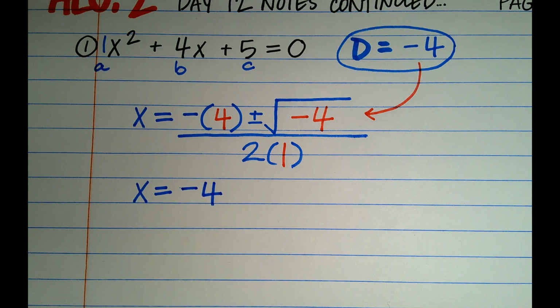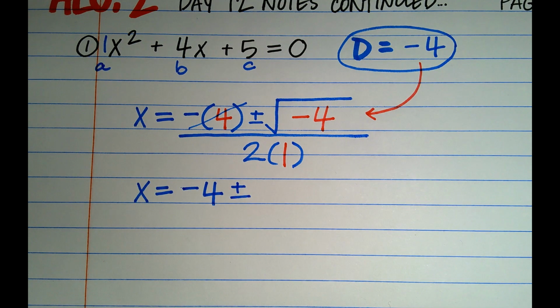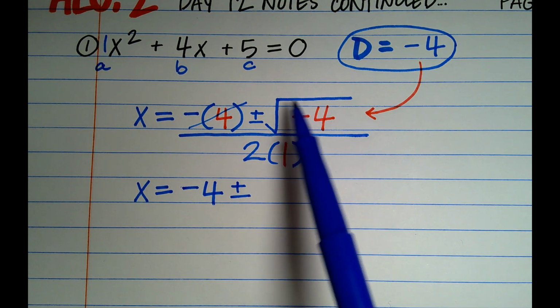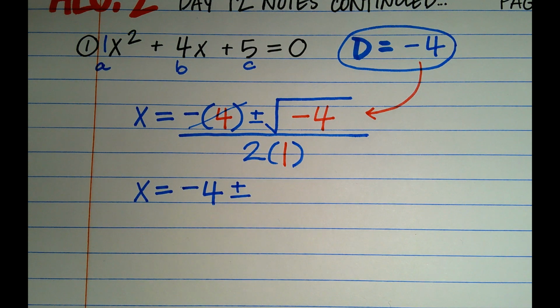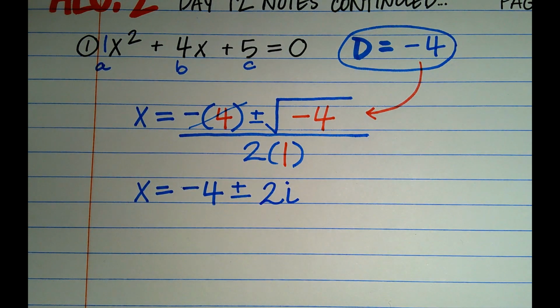Okay, so we've got that. Then I'll copy plus or minus. And let's see. The square root of negative 4. What is that? 4i, almost. 2i. 2i, good.